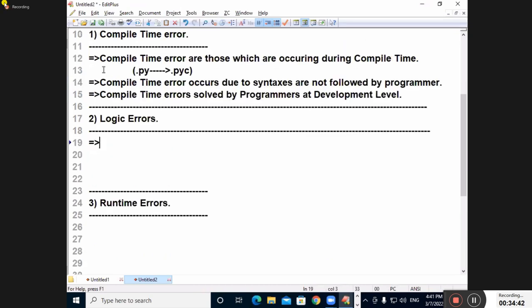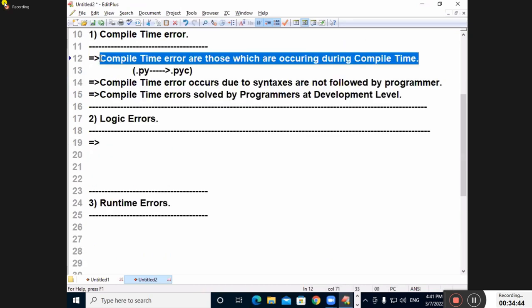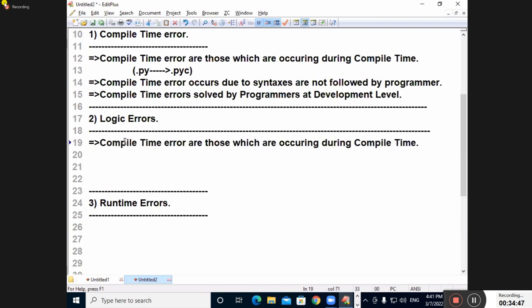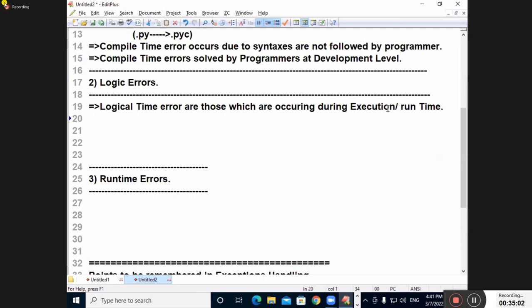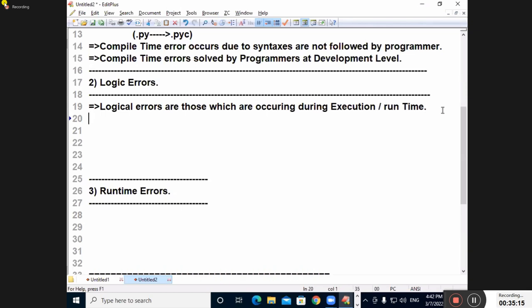Logical errors are those which occur during what time? Execution time, also called runtime. I'm writing here: logical errors are those which are occurring during execution time or runtime. Perfect. Now, who will solve these logical errors?